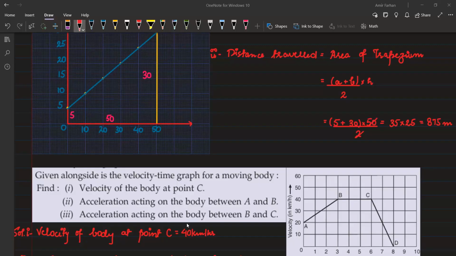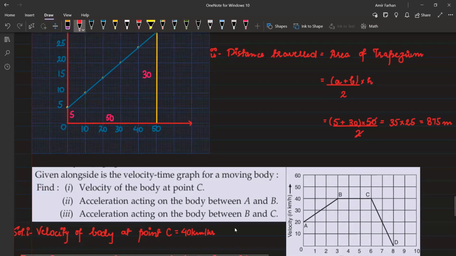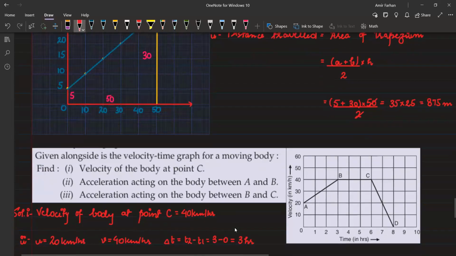That's right. As you can see, the question is asking what is the velocity of the body at point C. At point C, the graph is parallel to the time axis, which means there is a constant velocity. After achieving the maximum velocity, that's 40, point C is referring to 40 kilometer per hour. No need to worry if you have converted it, that's well and good as well.